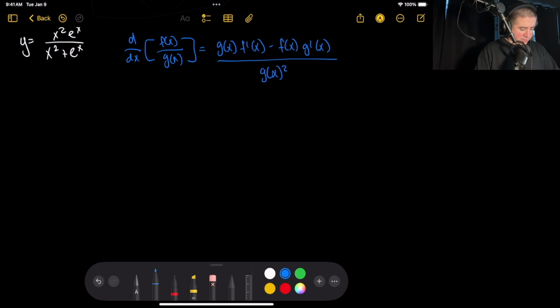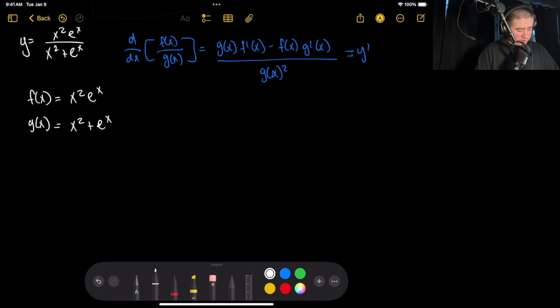You might also see that this is equal to y prime, which is what we're actually going to be writing. But first, we've got to figure out what our f of x and our g of x are. f of x is going to be our numerator, so we have x squared times e to the power of x, and then g of x is equal to x squared plus e to the power of x.